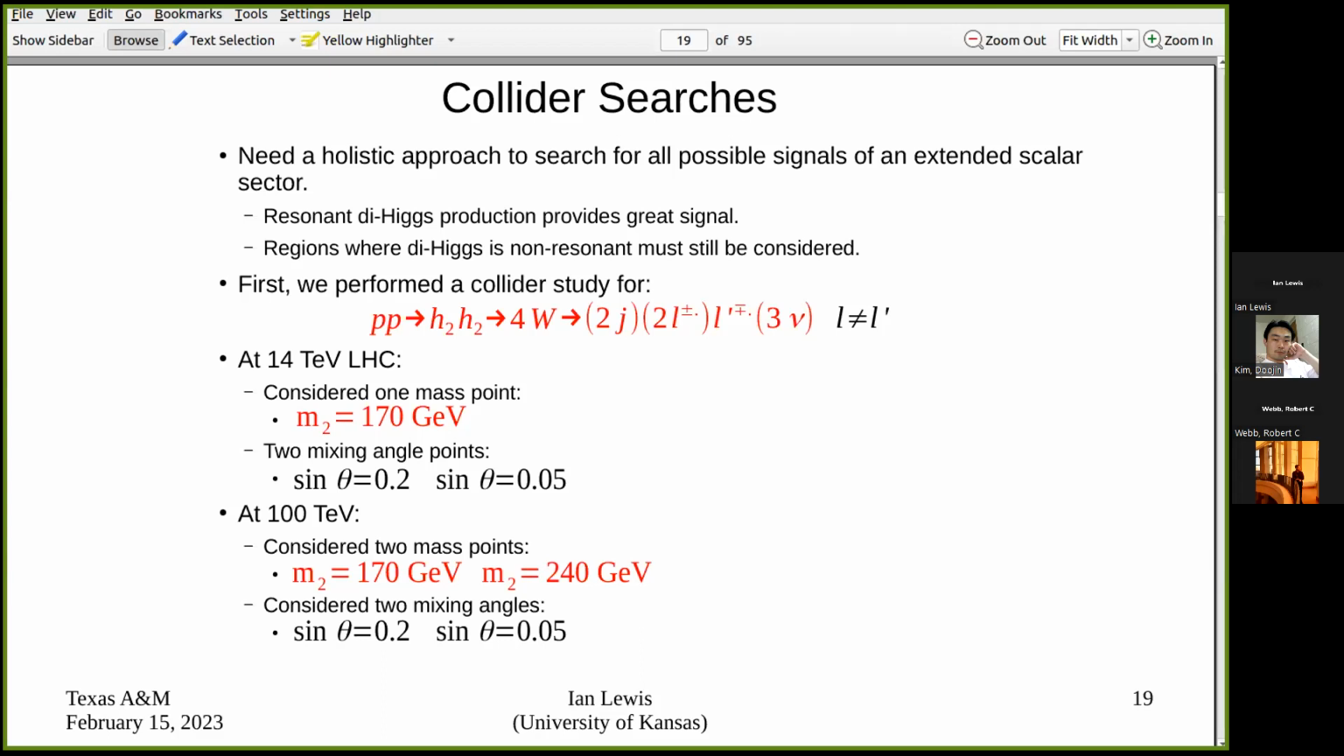At 14 TeV, we look at 170 GeV and two mixing angles. Then we also did this at 100 TeV, where we looked at two masses, 170 and 240 GeV, and two mixing angles. The reason we don't do 240 at the current LHC is that you're trying to produce two scalars with a total threshold mass of 480 GeV at loop level, and the rates get very small very quickly as you increase the mass. So you just don't quite have the rates at the LHC, but you can actually start doing something with this, as I'll show.